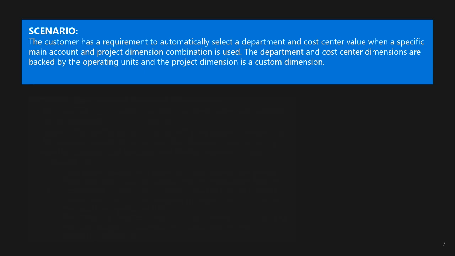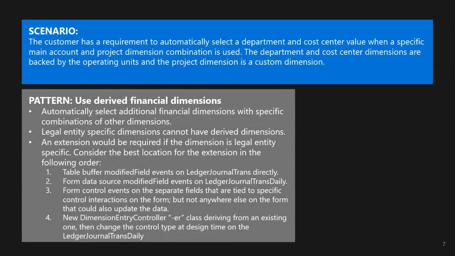Well, I would say that using some derived financial dimensions would be a good option. Another option would be to do some sort of an extension, if the required dimension is legal entity specific, which in a normal case, a project dimension might be legal entity specific. And if you're going to do legal entity specific things, then you can't use a derived dimension.